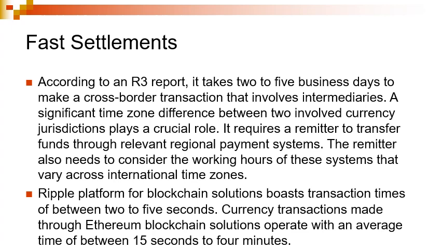So the Ripple platform for blockchain solutions boasts transaction times of between 2 to 5 seconds. So by using the Ripple platform, we can settle the transactions, we can settle the international payments, fund transfers between 2 to 5 seconds, and currency transactions made through Ethereum blockchain solutions operate with an average of between 50 seconds to 4 minutes. So this time is very less as compared to the 3 to 4 days time of the traditional way of transferring funds.